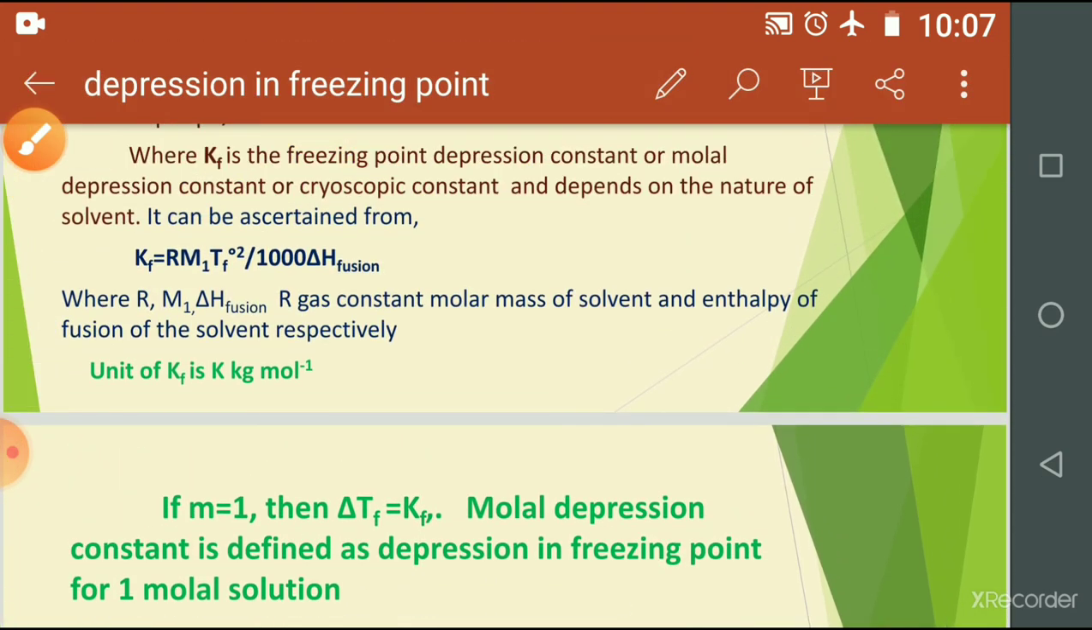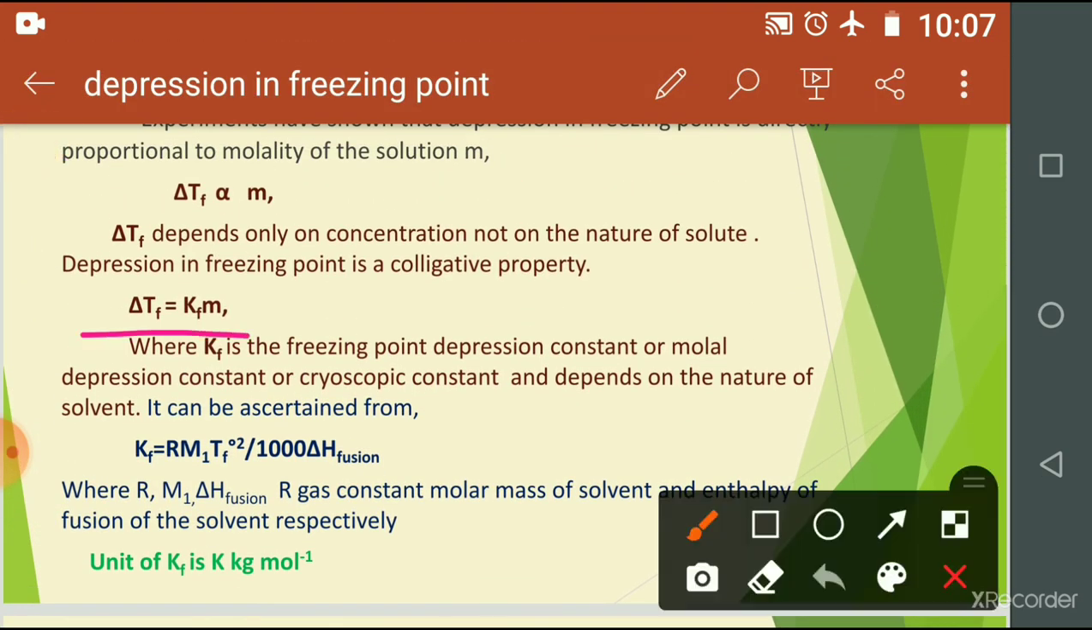Okay. So now we see that delta Tf is equal to Kf into m, where this Kf is called the freezing point depression constant or molal depression constant, or it is also called the cryoscopic constant. It depends on the nature of the solvent. Different solvents have different Kf values. In water, if we dissolve different solutes, Kf will be the same. Similarly, Kf will be the same for water. Now, if we take acetic acid, it will have a different Kf. But whatever solute we add, the Kf value will be constant.